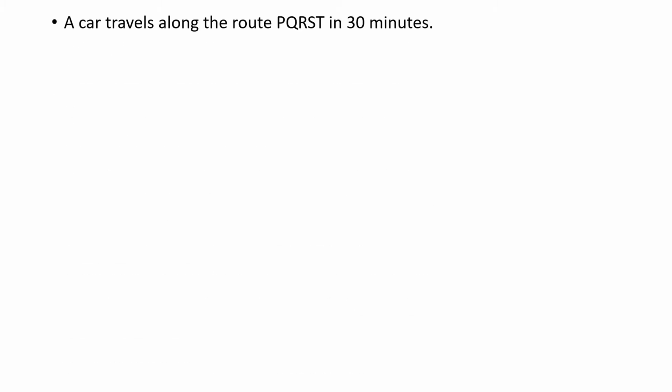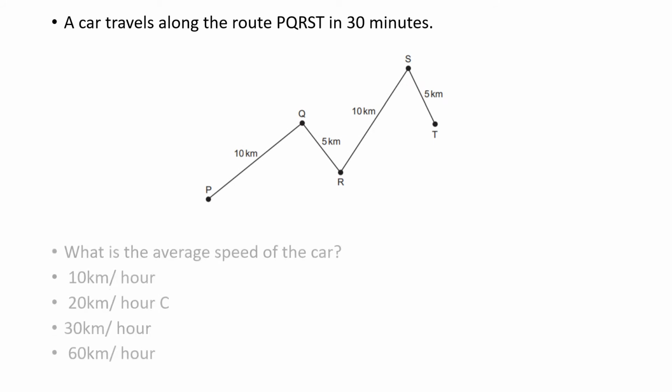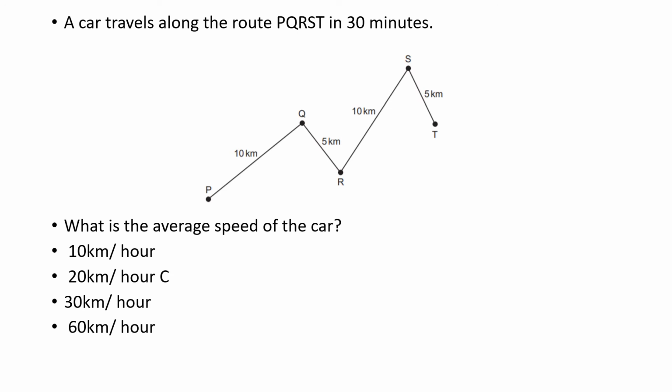Now the next question is, a car travels along the route PQRST in 30 minutes. This is the movement of the car. What is the average speed of the car? How to find out the average speed? The formula to find out average speed is equal to total distance divided by total time taken.